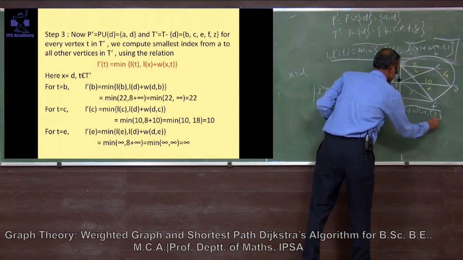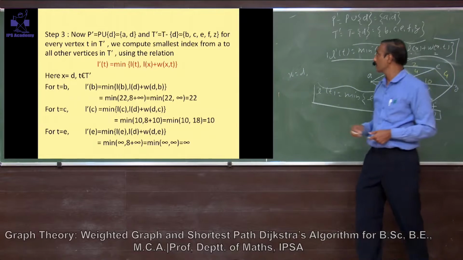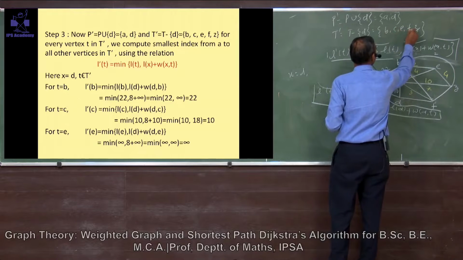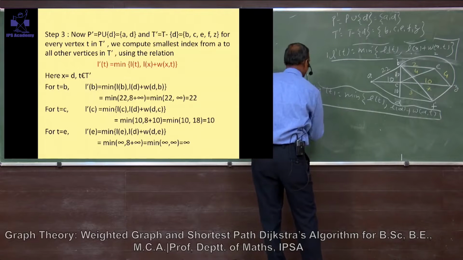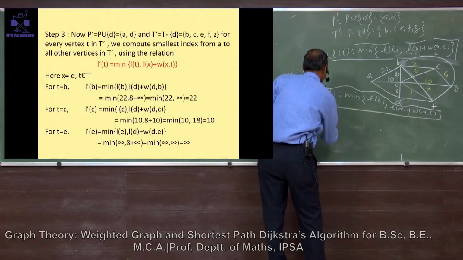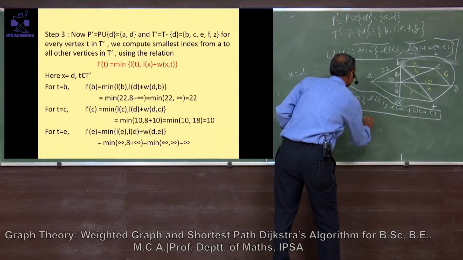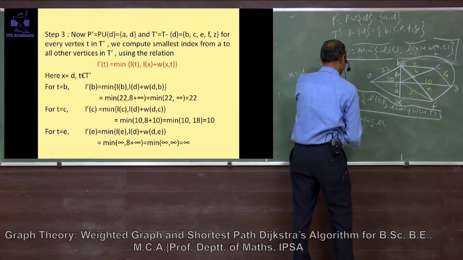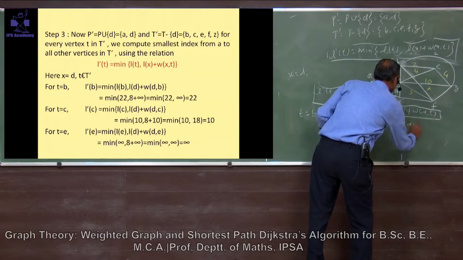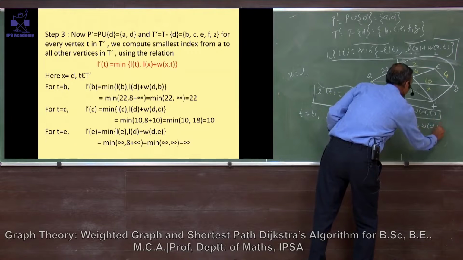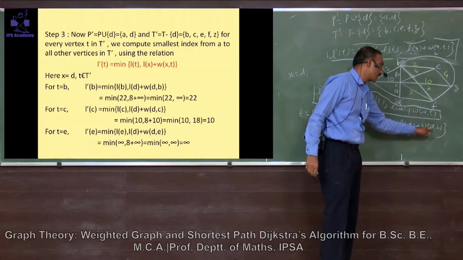Now in this case, what is t? T are the elements of T'. So what are the elements in T'? B, C, E, F and Z. Now you have to find the index of each of these. If we take t equal to b, then what will the formula be? This will be L'(b) = minimum of L(b), L(d) + W(d, b), because the pair d, b is similar to b, d.